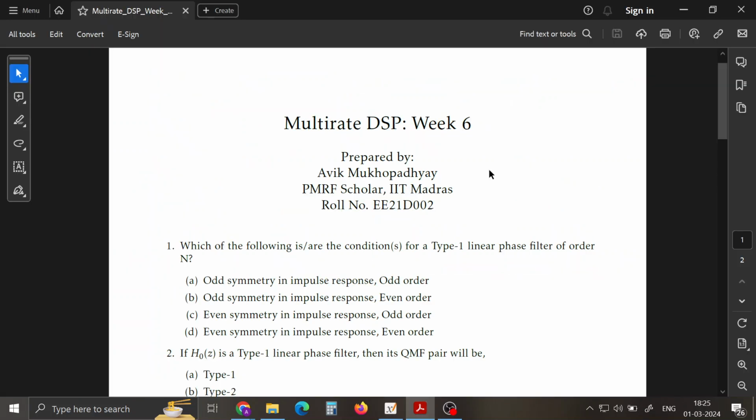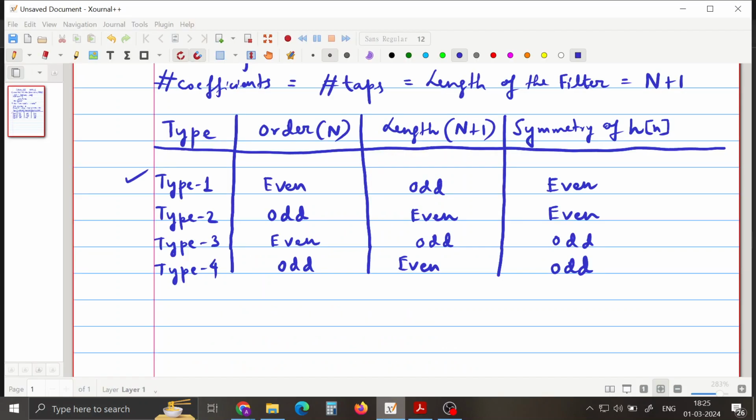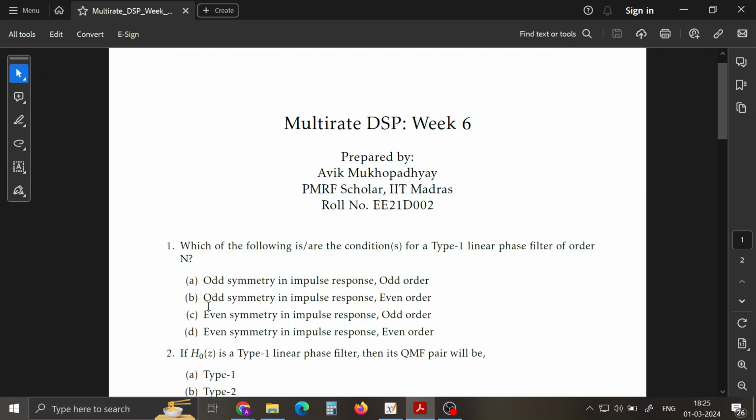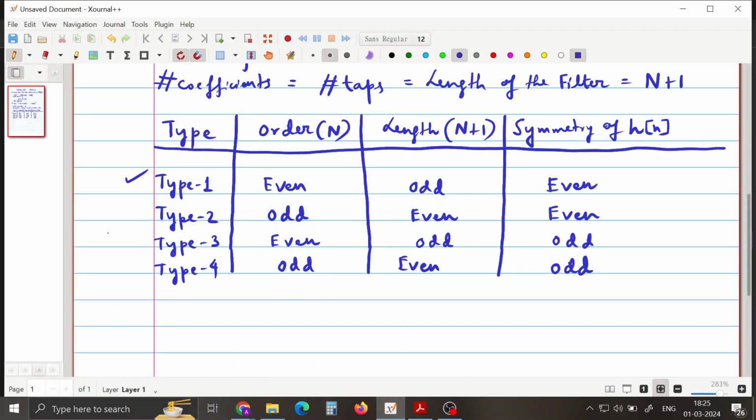Odd length, and also the order is even. So the first row we are seeing: even symmetric impulse response and even order, both are even. Which option satisfies that? I think it is option D, even symmetry in impulse response and even order, right? So the answer is option D. Okay, simple.